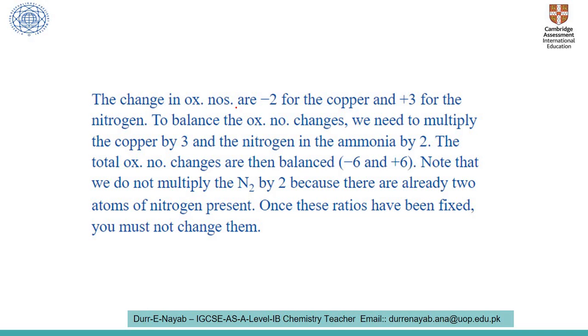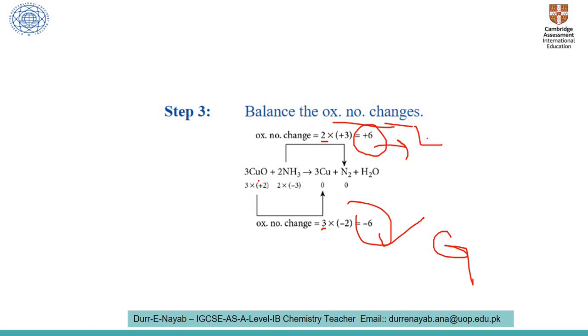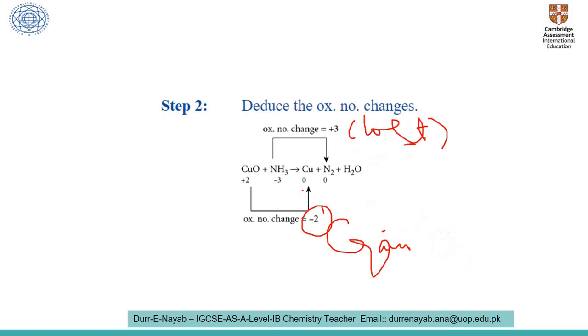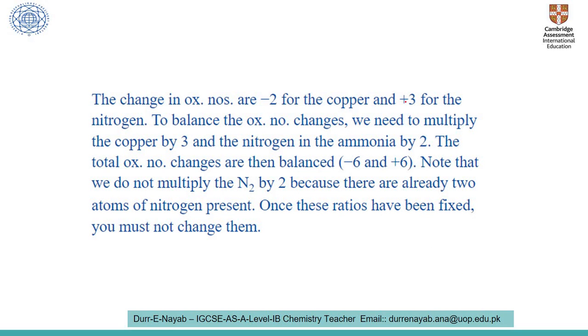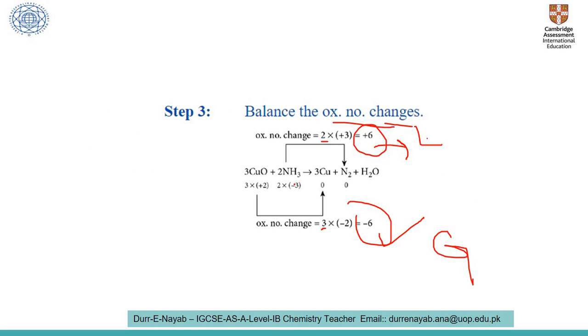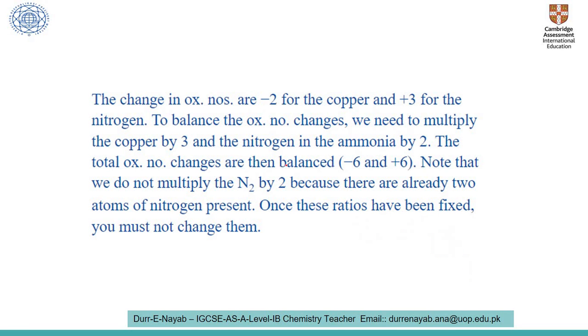Now the change in oxidation numbers is -2 for the copper and +3 for the nitrogen. You can see over here copper was in +2, it has gained 2 electrons, so it is -2 for the copper. Nitrogen here was in -3, but it has lost its electrons, so this means nitrogen is +3, it has lost 3 electrons, and copper has gained.